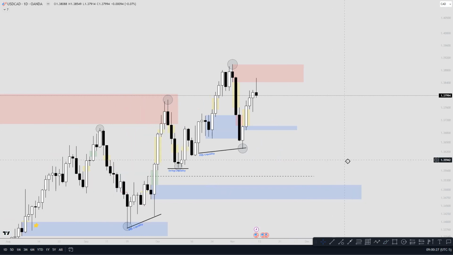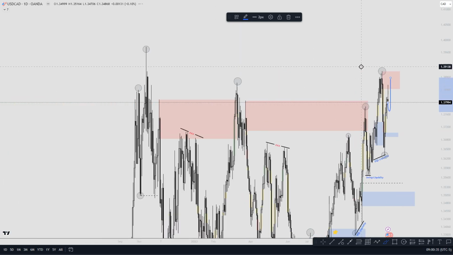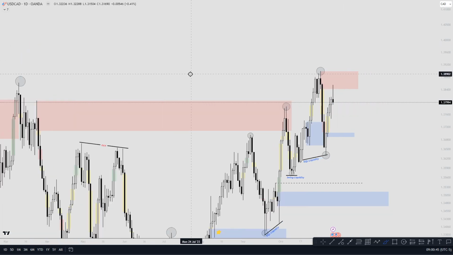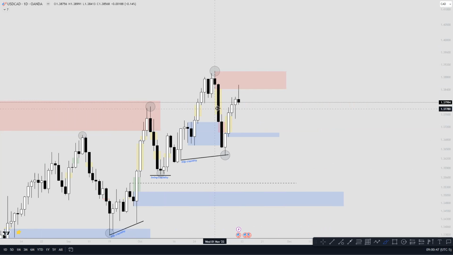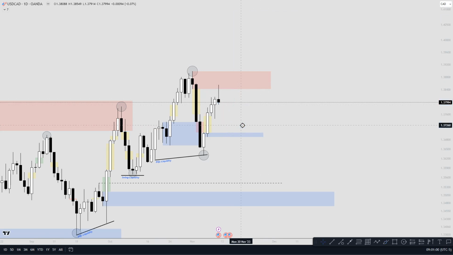In the other case, maybe we will see price go up, reject this supply zone here, and continue to come up to sweep this swing liquidity here. But I don't think so. Let's just keep it in your mind. Maybe we just gonna have a trading range in the daily time frame, but I don't think so. Maybe we see something like this in the daily time frame. I just want to tell you all the scenarios that we're gonna have in the USDCAD.